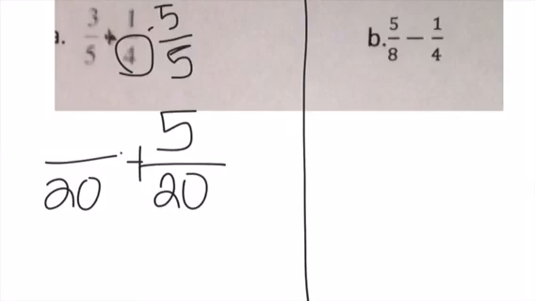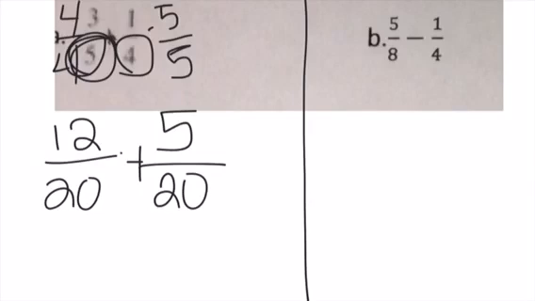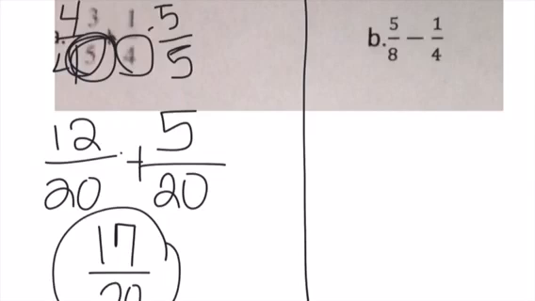Let's go to the other example. 3/5. How do I get from 5 to 20? Well, by multiplying by 4. So I'm going to multiply the numerator by 4 as well. So I get 12. When you add fractions, you keep the same denominator. And then I add the numerators. 12 plus 5 gives me 17. That's my final answer.